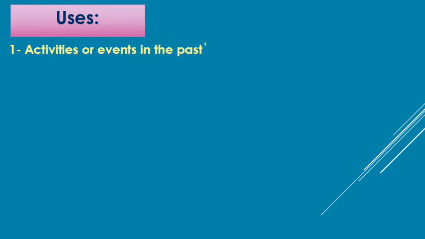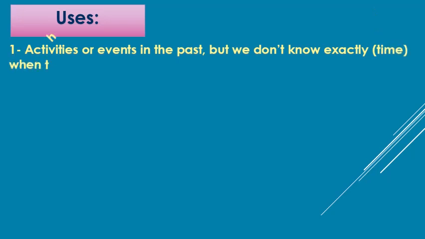Now let's move to the uses. So we use the present perfect for activities or events in the past, but we don't know exactly when they happened. So these are actions or activities in the past, but we don't know the time they happened.